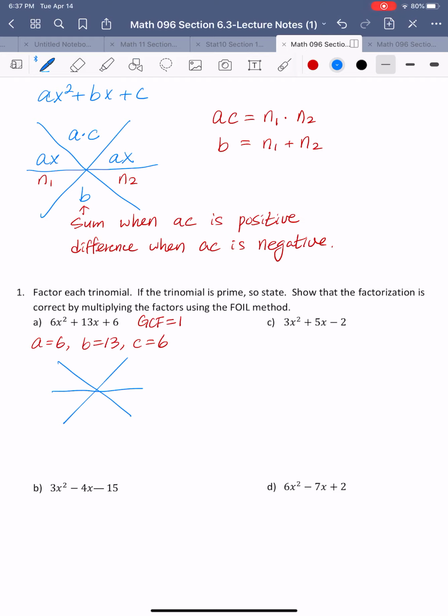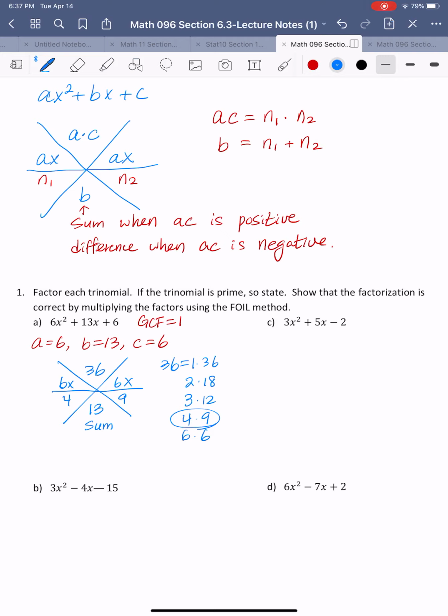A times c, which is 6 times 6, is 36, with 13. This is going to be a sum because the 36 is positive. And then there's ax. We're looking for the numbers from 36, which are 1 times 36, 2 times 18, 3 times 12, 4 times 9, and 6 times 6. Which two numbers add up to get 13? It's 4 and 9.